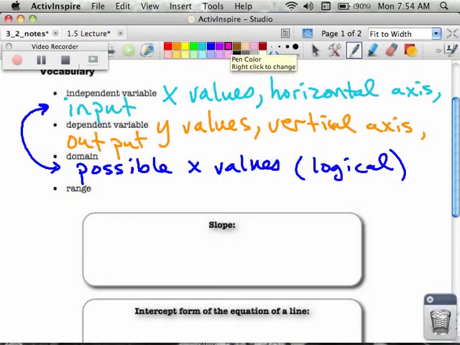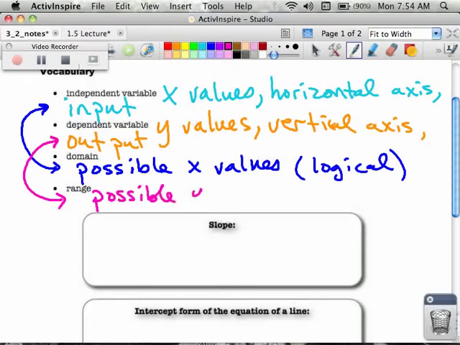Likewise, then, your range is referring to your dependent stuff, or in other words, your y values, the possible ones. And just like the domain, these should be logical. Questions so far on any of our vocabulary?